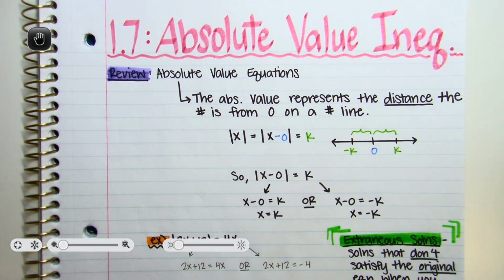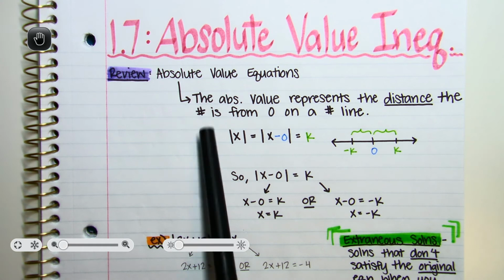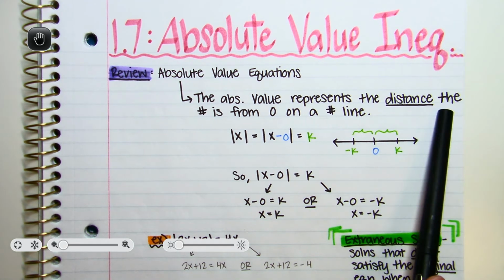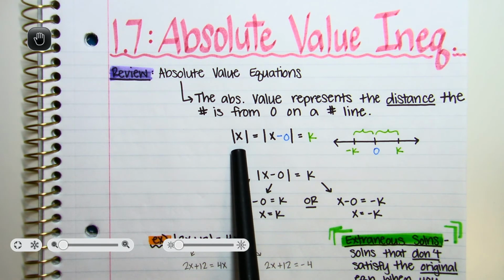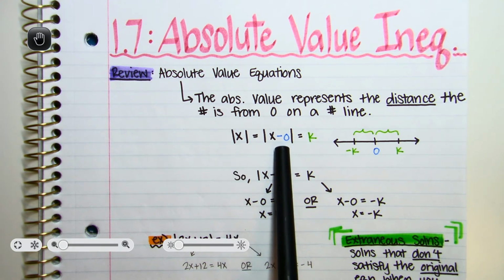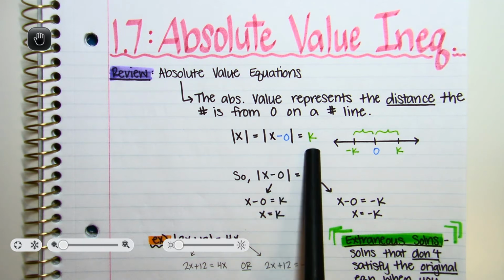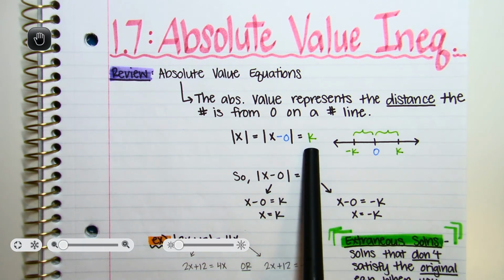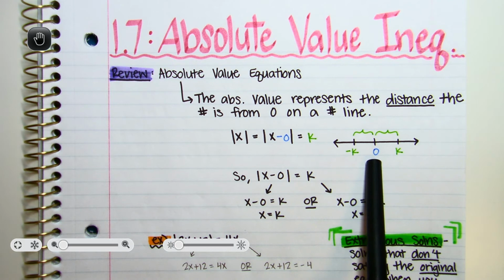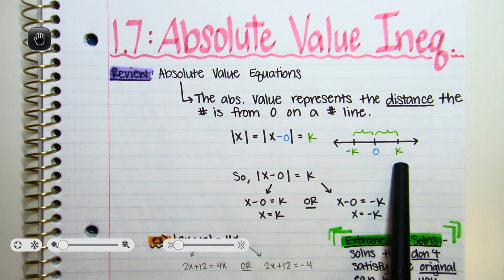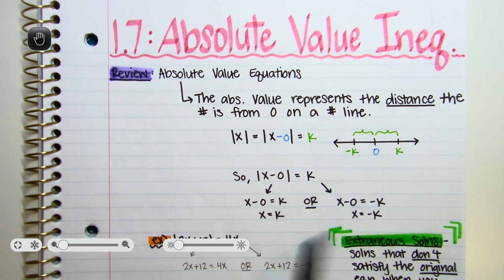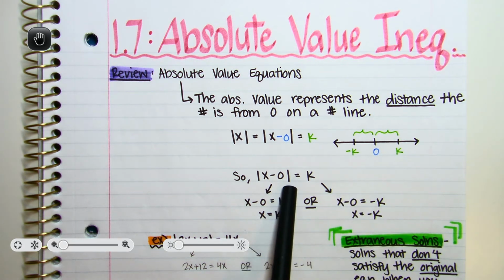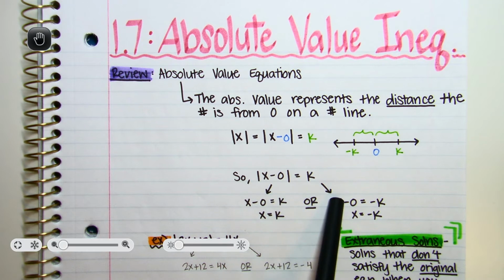All right, so just a reminder, absolute value equations. The absolute value represents the distance the number is from 0 on a number line. So for example, when we see the absolute value of x equal to some number, we'll call it k, that's saying that the distance from 0 on the number line is either k in the positive direction or negative k in the negative direction. That's why when we solve absolute value equations, we have two separate equations.